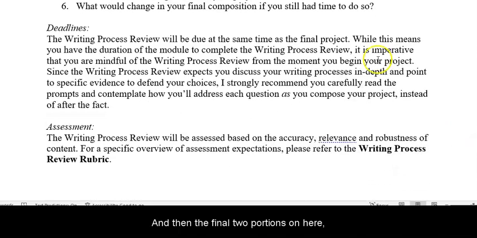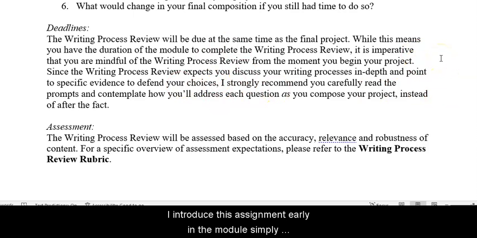And then the final two portions on here are really talking about deadlines. I introduced this assignment early in the module simply because it's asking you to reflect on your choices and your decisions for creating the academic article. So I want you to be aware of that up front, so you can make notes. You can begin composing some of this as you go about composing your academic article instead of after the fact. You have the whole span of the module to turn this in, but I think it's incredibly helpful to have this at least in the back of your mind to know what you want to say in regards to those 6 prompts we just discussed.